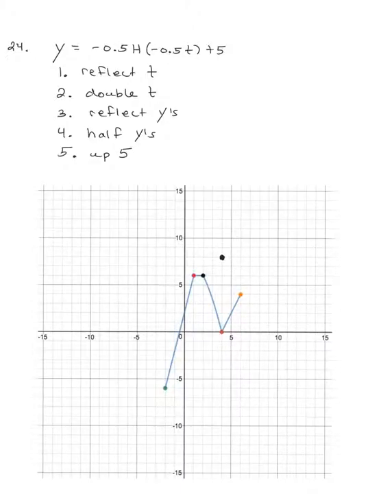All right, so for this here, I'm going to reflect the t. I'm then going to double it. I then want to reflect the y down to negative 6. And then take half of it, going to negative 3. And then if I go up 5, I end up at positive 2. This is negative 2, 2.